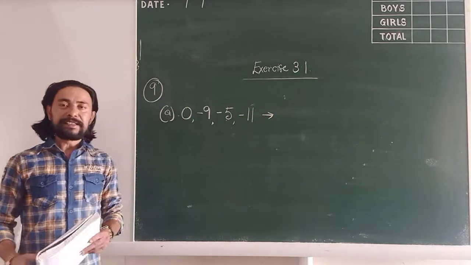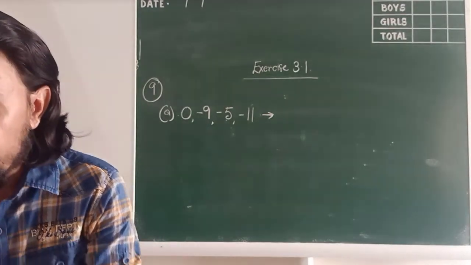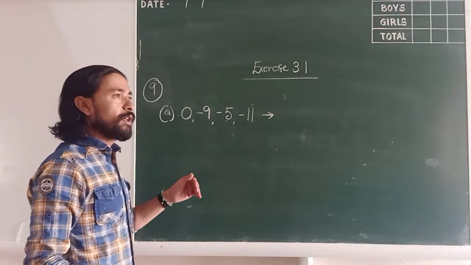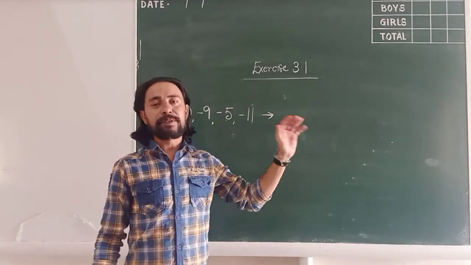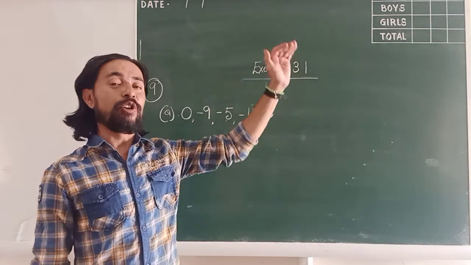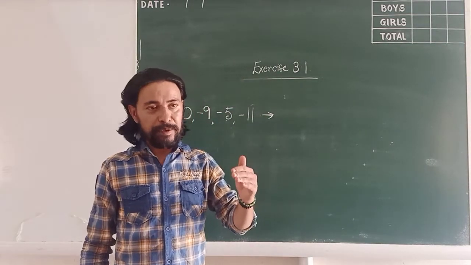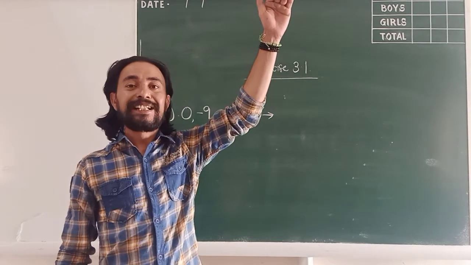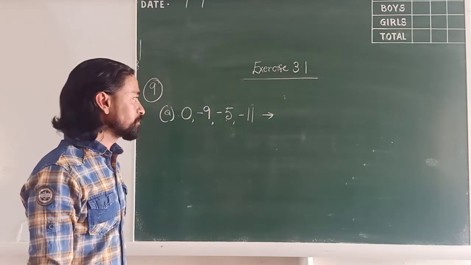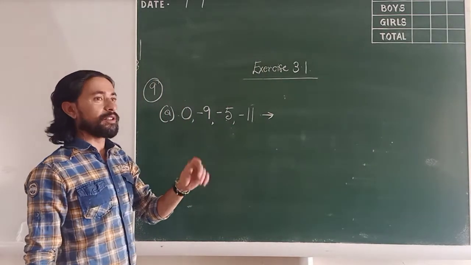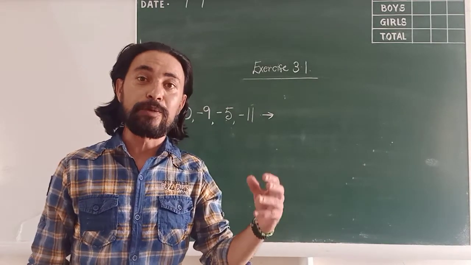I have to write these numbers in increasing order. Increasing order means from small to big. The smallest number comes first, the biggest number comes last. Increasing order can also be taken as ascending order, from small to big. Decreasing order, descending order, is from big to small. So in increasing order, every time you write the next number, the value should increase, or the number should be greater.